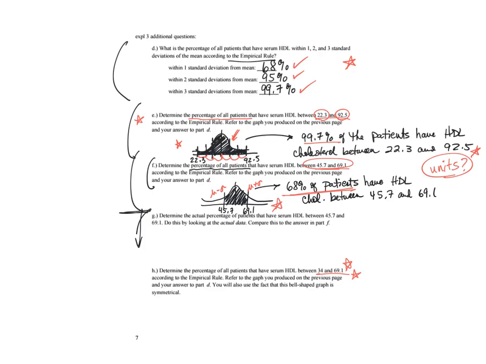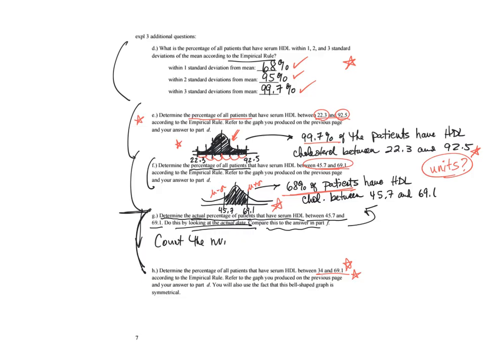Now, letter G is a little bit different. It is trying to get us to investigate this empirical rule itself. And so what they're telling me is I need to determine the actual percentage of patients that have a serum HDL between 45.7 and 69.1. I'm going to do it by looking at the actual data. Compare this to the answer in part F, which is that empirical rule conclusion of 68%.